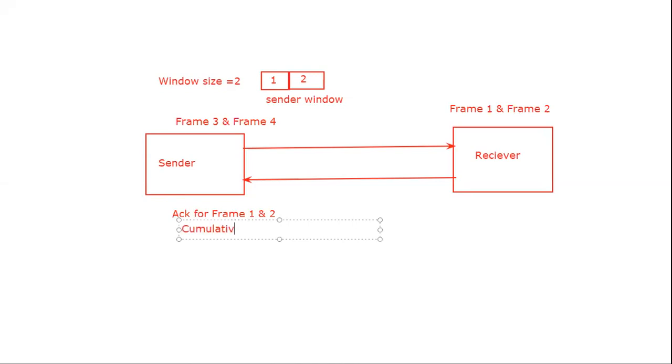Cumulative acknowledgement. Okay, that is called a cumulative acknowledgement. Then you can immediately send the next frames, 3 and 4, at one time, and for that you will get an acknowledgement. So this process continues. This is called the sliding window protocol.